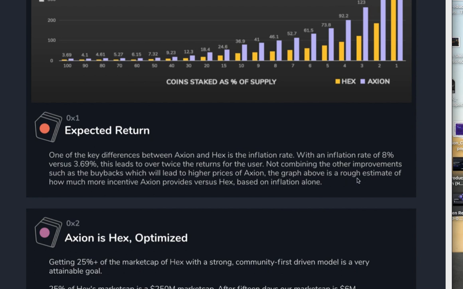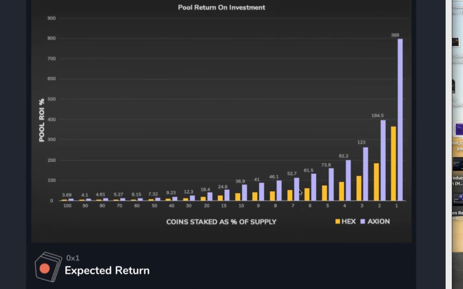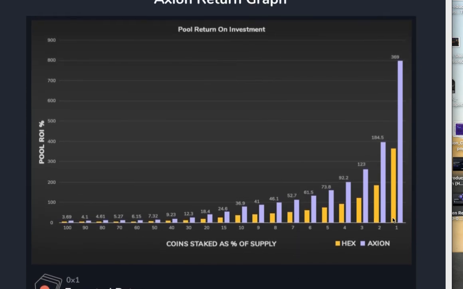The graph above is a rough estimate of how much more incentive Axion provides versus HEX based on inflation alone. So you can see the difference there. So Axion's in purple, so it's quite a bit different than HEX in yellow.